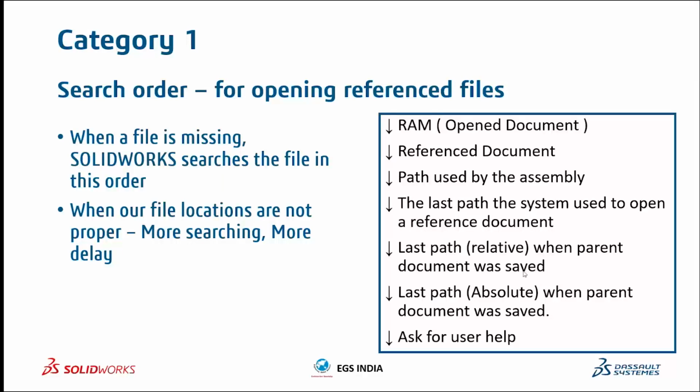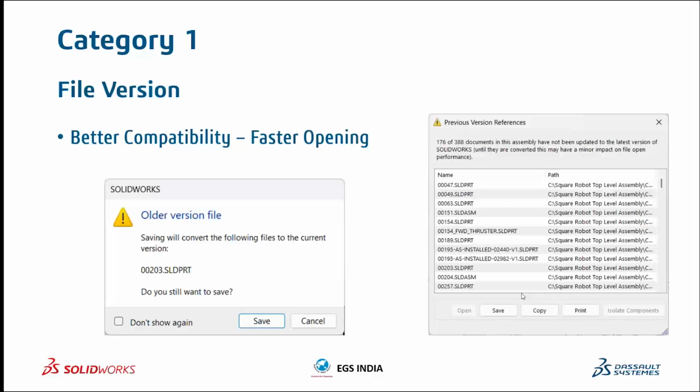The next is going to be your file version. So when you've recently upgraded to a new SolidWorks version, or if you've moved from a previous version to a newer version, you can see that when you're trying to save an old file, it shows a pop-up saying, saving this will convert the following files to the current version.